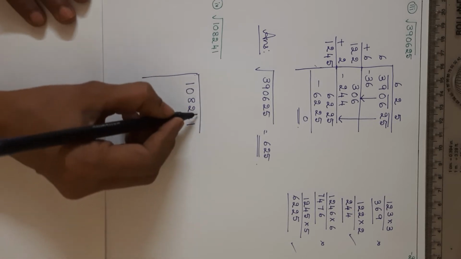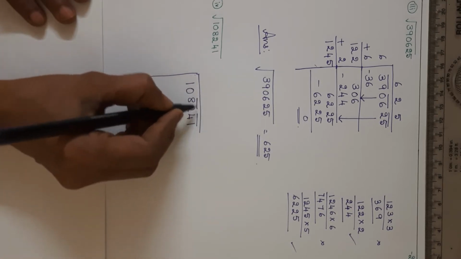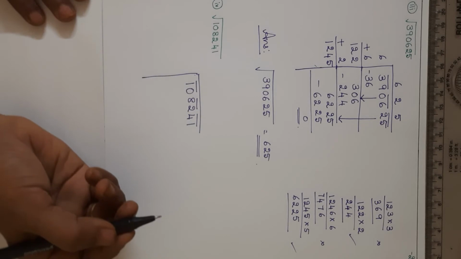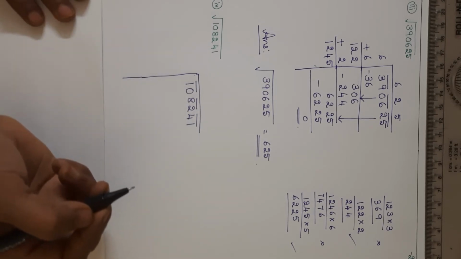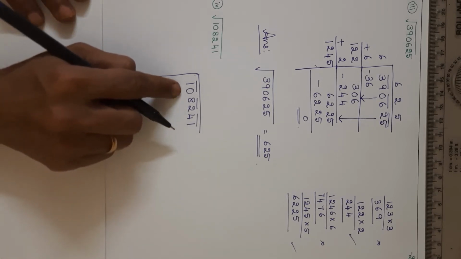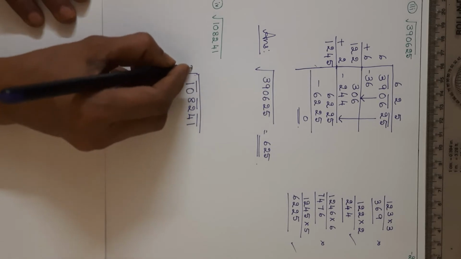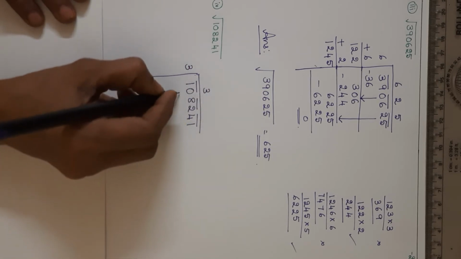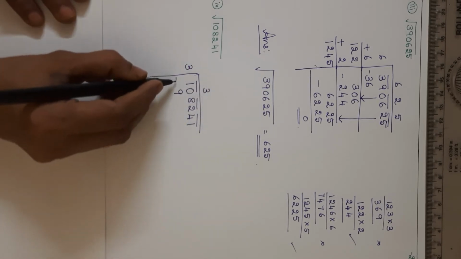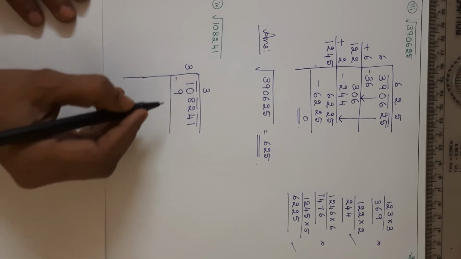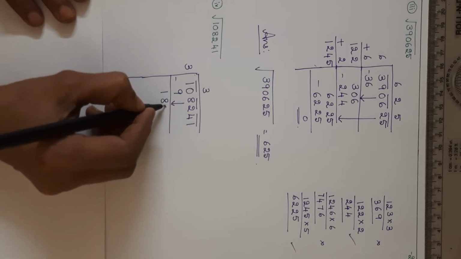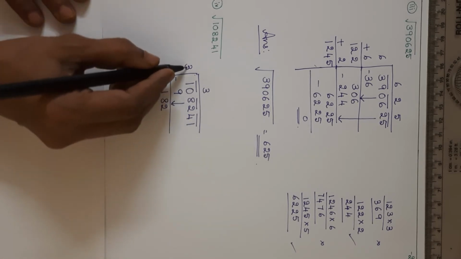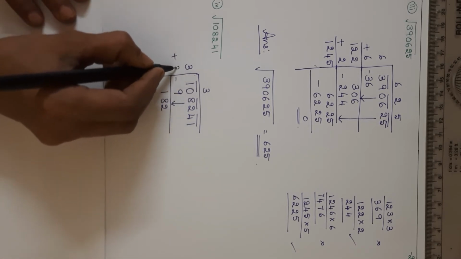From right side, 41, 82, 10. Okay, now 10. 1 square 1, 2 2s are 4, 3 3s are 9, 4 4s are 16. So it will be 3. 3 3s are 9. Now 10 minus 9 is 1. Bring 82 down. Now next step, add this.